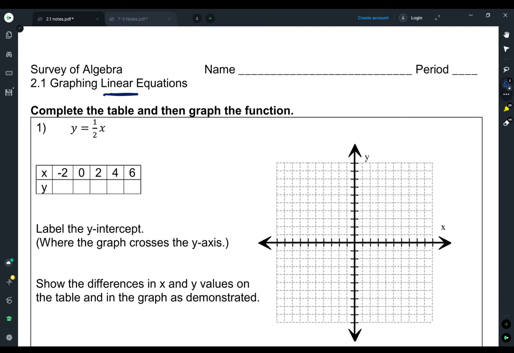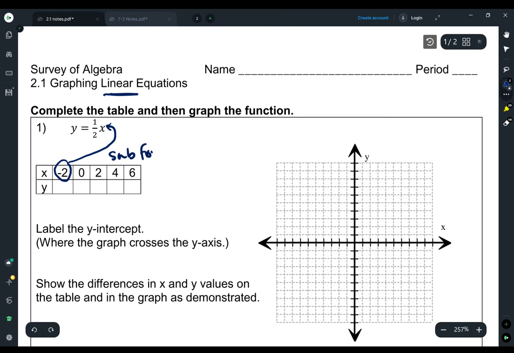So in this first one, it says y equals 1/2 of whatever x is, and then they're giving me a bunch of x values. So the way I'm going to do this is I'm going to look at all these x values, -2, then 0, then 2, then 4, then 6, and I'm going to be substituting for x. So we're going to substitute for x, and then we're going to solve for y. So my first one would be y equals 1/2 of -2, because -2 is the first x value in my table, and half of -2 is -1.